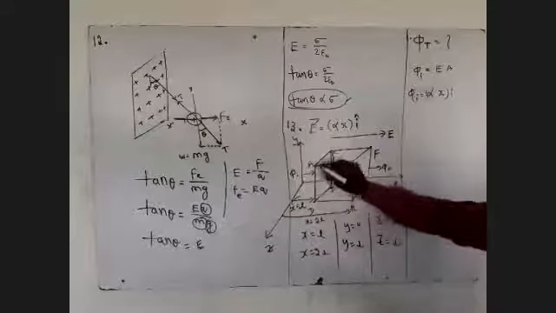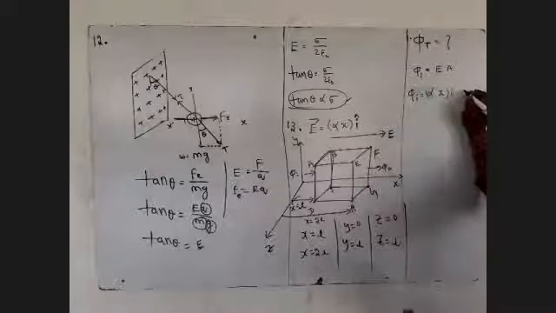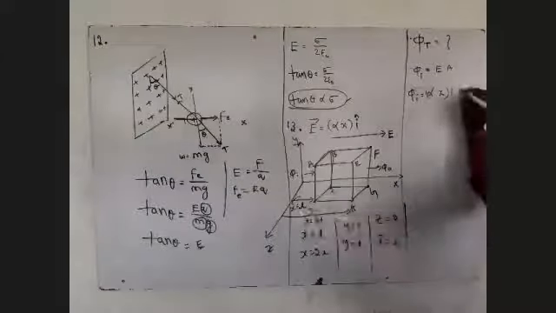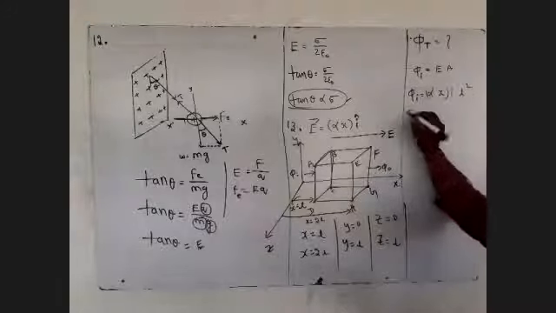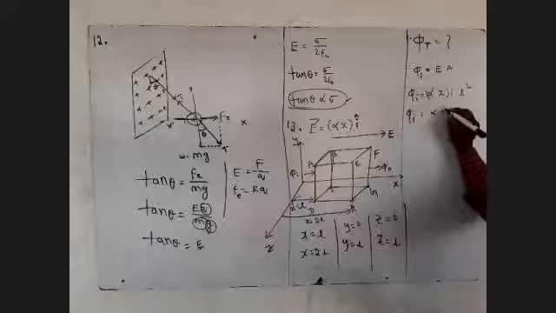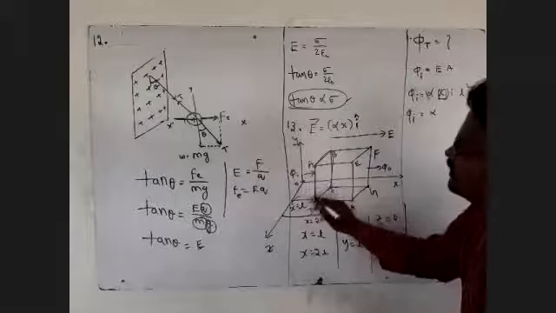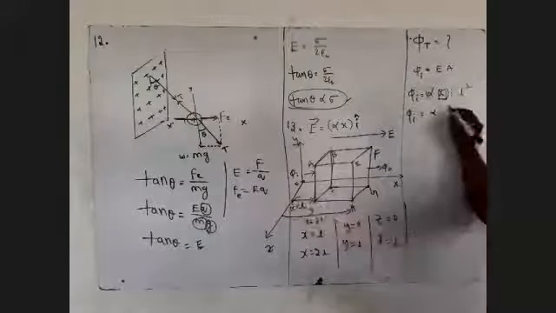Cube means this is a square. What is the area of the square? The area of the square is L square, we are taking. So the entering flux is equal to alpha x. X means what is the length? The length from origin to the cube is L.